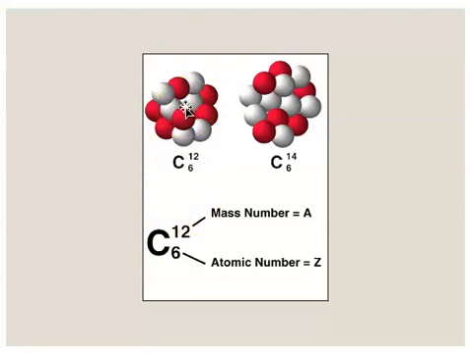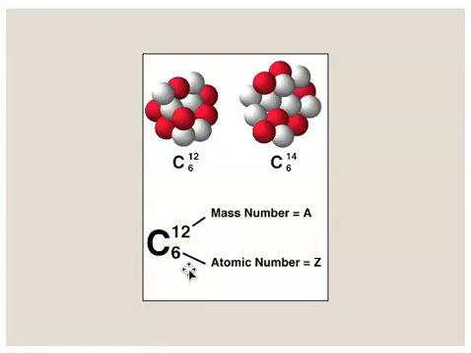The other thing we can tell from this information is how many electrons there are. Because in a neutral atom of carbon, in other words, no positive or negative charge, we know that the number of electrons is equal to the number of protons. If there are 6 protons, there are 6 electrons.